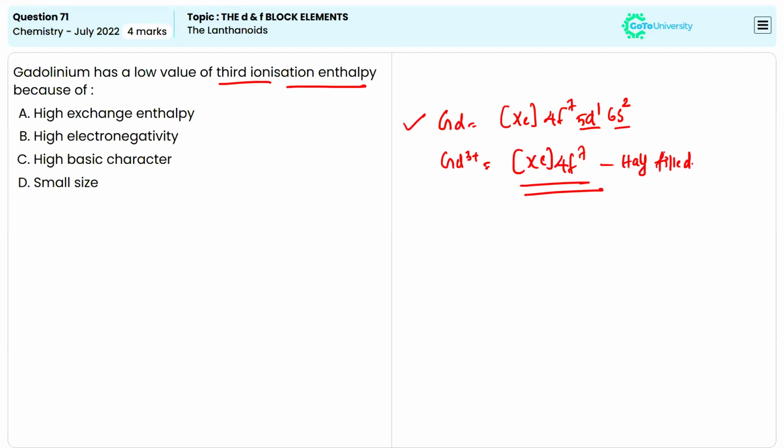As a result, the third ionization energy will be less, because gadolinium can easily produce the Gd3+ ion. Why do they produce the 3+ ion easily? Because when they produce the 3+ ion, they will be highly stable. So they need only a small amount of energy. Here, less ionization enthalpy means they have high exchange enthalpy. So the correct answer is option A. Okay, write down the electronic configuration, then write the reason.